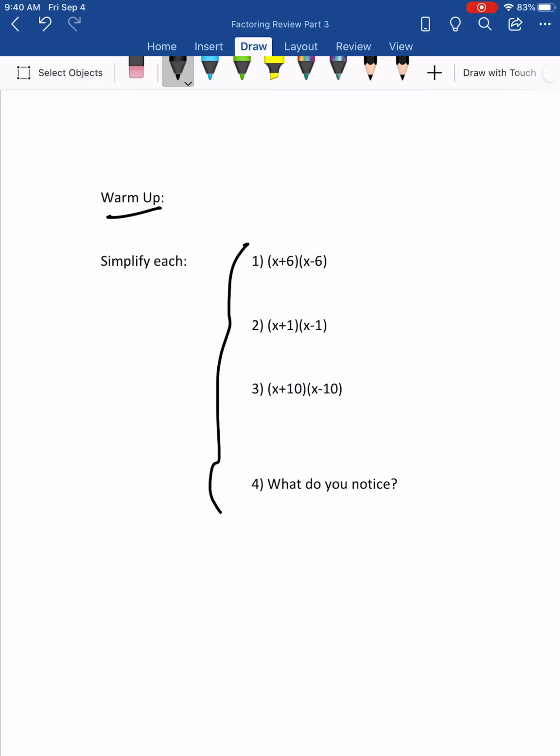Okay, welcome back. So you've done this in your binder and you are now checking your answers. Okay, so x plus 6 times x minus 6. I'm just going to do the first one out completely, then run through the answers for the other ones. So that's going to be x squared minus 6x plus 6x minus 36. We have like terms over here. Negative 6, positive 6 makes 0. So our answer is just x squared minus 36.